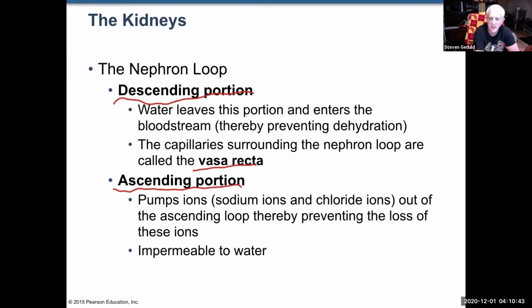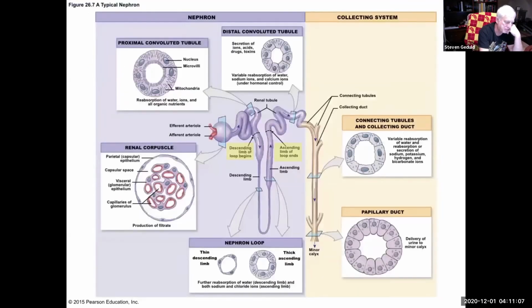Okay, in the ascending loop, it pumps ions, sodium and chloride ions, out of the ascending loop, preventing the loss of these ions. Okay, and it's impermeable to water, so it only pumps those ions out. So the ascending loop pumps out the sodium and chlorine ions, but cannot pump out the water. It's impermeable to water as it ascends, as it comes back up. Okay, so here's your descending loop, and here's your ascending loop before it gets to the distal convoluted tubule. And this one is impermeable to water. It pumps out your ions, but does not pump out water.